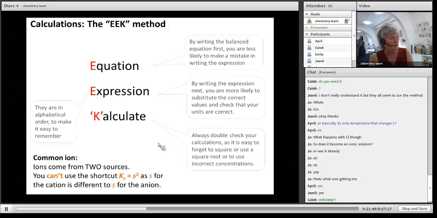Okay, now when you have a common ion, you cannot use the shortcuts of Ks equals S squared or Ks equals 4S cubed, because my ions come from different sources. With the pure silver chloride, my silver ions and my chloride ions were the same, but when I added the silver nitrate, my silver ion concentration was not the same as the chloride ion concentration. Remember, it was 4:1 instead of 2:2. So don't use this shortcut, because it will be wrong.